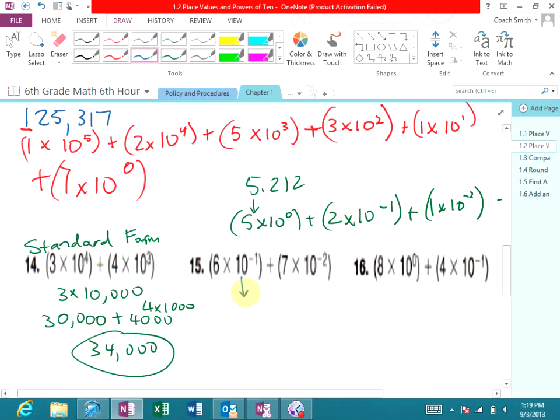We know that 10 to the negative first power is the tenths, 0.1. So if I take 6 times 0.1, that's simply 0.6. Plus, if I take 7 times 10 to the negative second, well, 10 to the negative second is 0.01. So if I take 7 times 0.01, I get 0.07. So if I take 0.6 plus 0.07, what do I get? What's the final answer, Tayshawn?